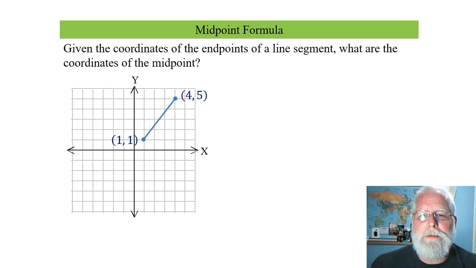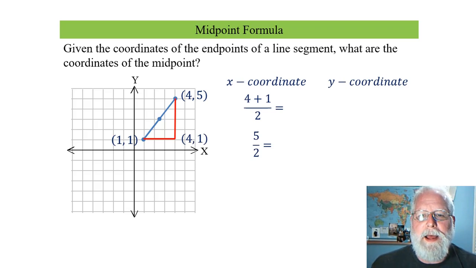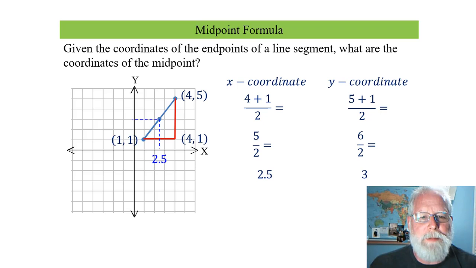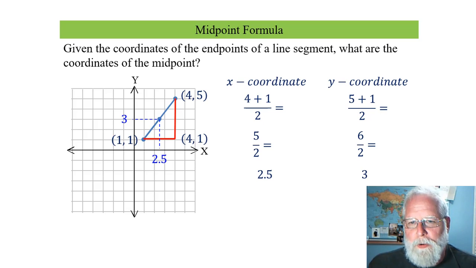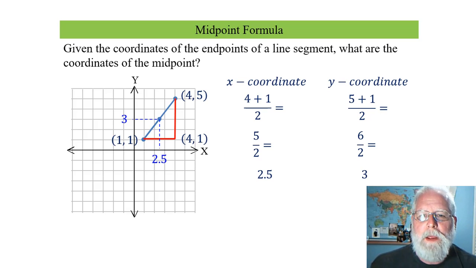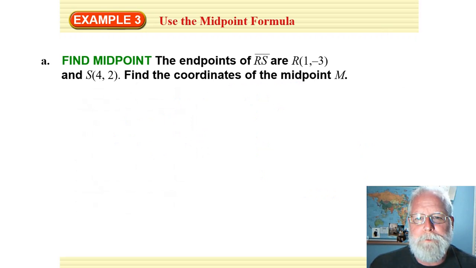All right, hopefully you did that. So if I take the x's and add them up and divide by 2, I get 2.5. And if I take the y's and add them up and divide by 2, I get 3. And we've drawn a little right triangle here. You can tell clearly that that is the midpoint because the one side is only 3 units long and the other one is 4 units long. It definitely cuts it in half. So the answer would be 2.5 comma 3. That's the midpoint.